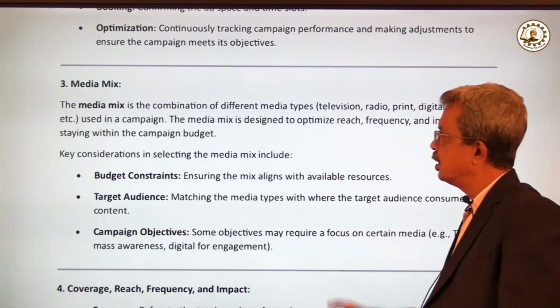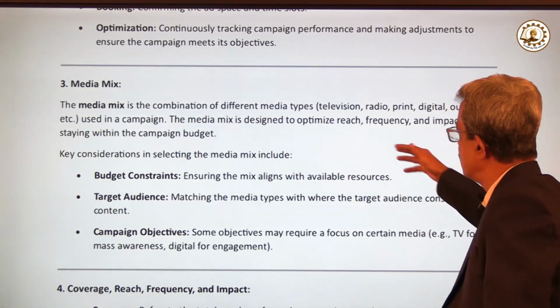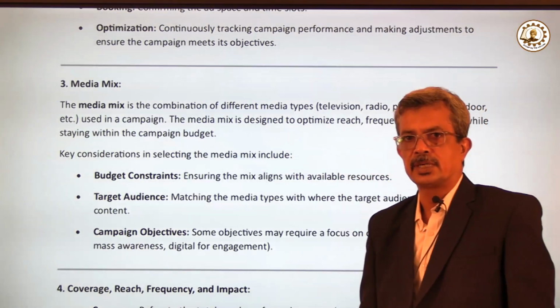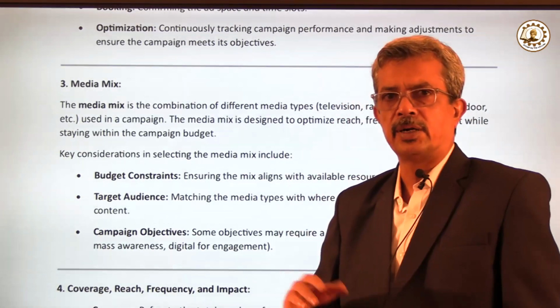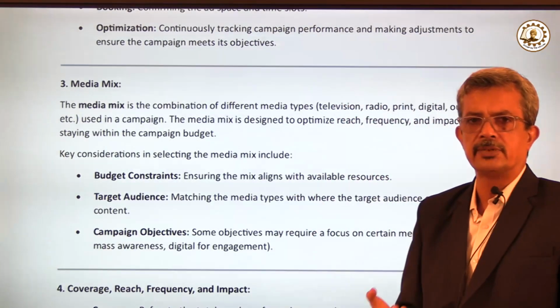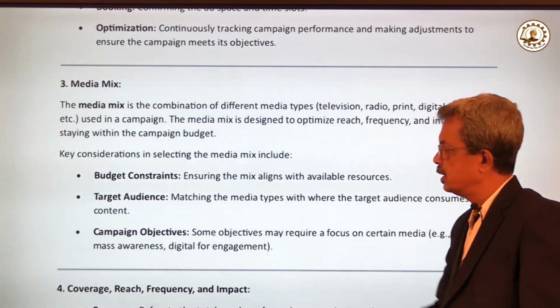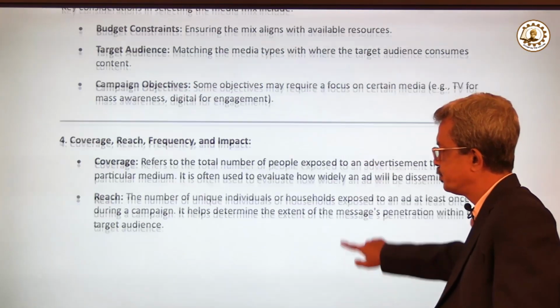So what are the different types of media mix? What is the media mix? It talks about a combination of different media types: television, radio, print, outdoor, used in a campaign. Some companies may come up with part digital, part television. Some companies may come with part TV, part print. That depends on the strategy of the organization, the amount of money available, budget constraints, target audience, campaign objectives, and coverage.